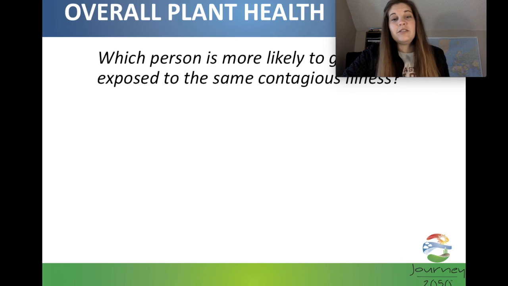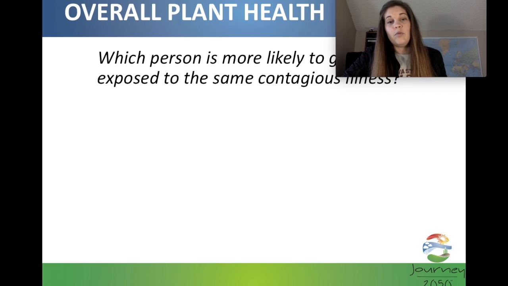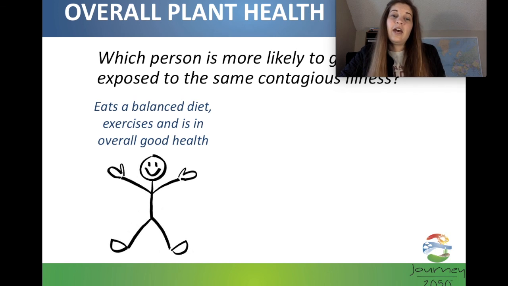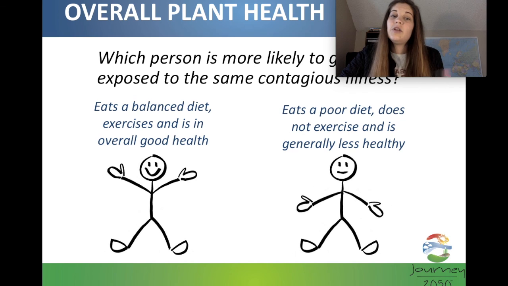Think of this in the same way as you. So, which one is more likely to get a contagious illness? Someone who is eating healthy, exercising, is in good overall health, or someone who eats a poor diet, does not exercise, and is generally less healthy? Answer, hopefully, is kind of obvious. Usually the people that have a good immune system and are able to eat a balanced diet, exercise, all those good things are more likely to be able to resist a contagious illness.